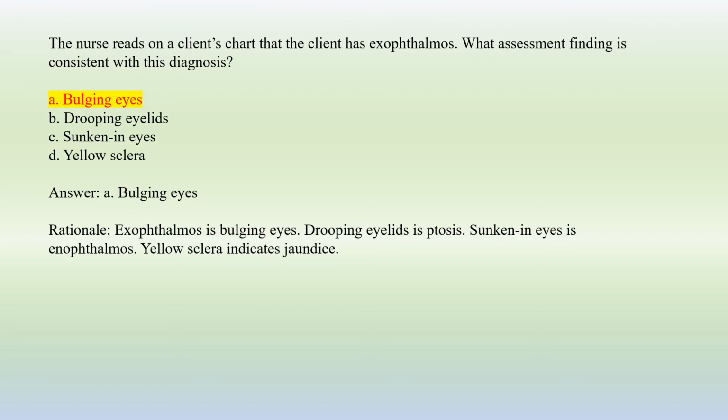Answer. A. Bulging eyes. Rationale. Exophthalmos is bulging eyes. Drooping eyelids is ptosis. Sunken in eyes is enophthalmos. Yellow sclera indicates jaundice.